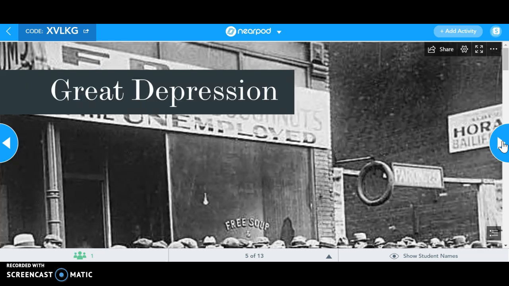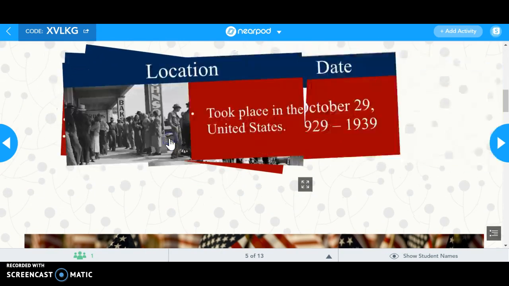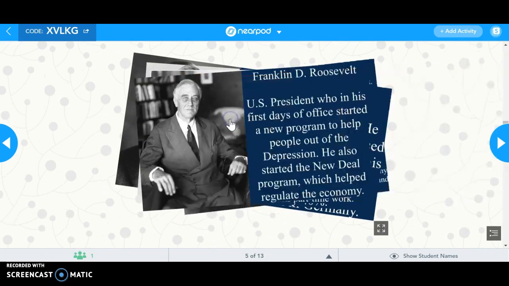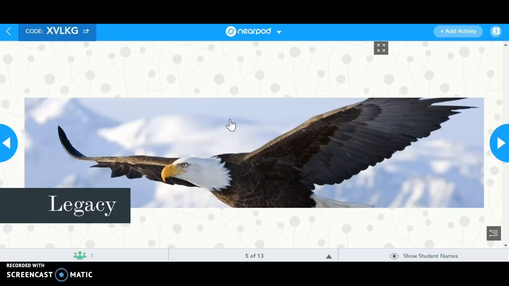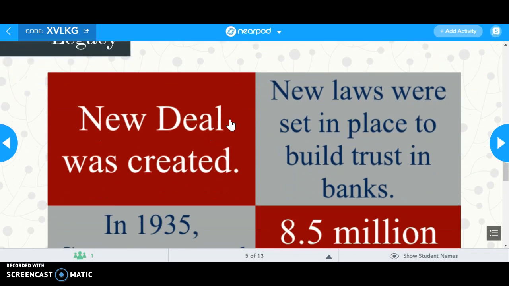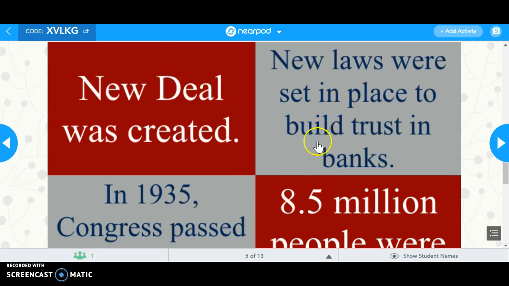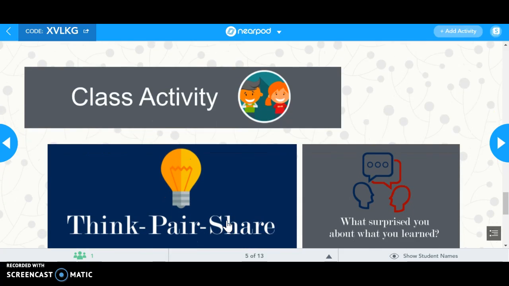Okay, here is just a quick Sway, a bunch of cards that I want you to go through really quickly to review the Great Depression. We would go through these dates, look at these important names and people, and then see some of the effects of the Great Depression. Today we're going to be talking about the New Deal, what laws were set in place, how Congress passed the Social Security Act, and how people were employed.